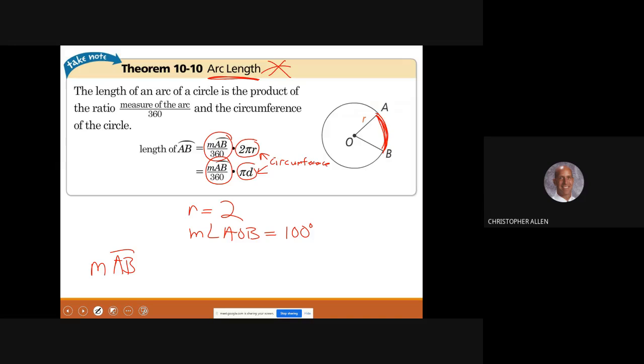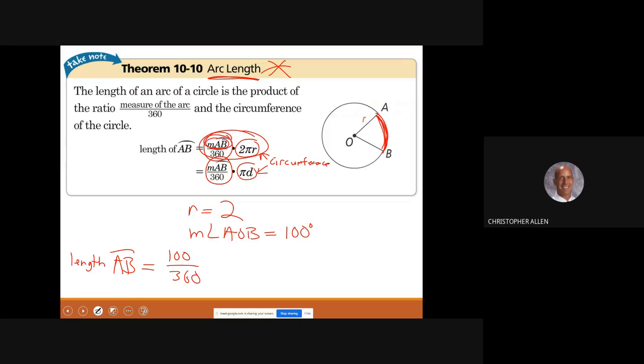Here's what the formula tells us to do. I'm sorry, I should not have used this. This should not be measure. This should be length. Measure is an angle measure. I want to know the length of arc AB. Just use this formula. What is the measure of arc AB? Well, the measure of arc AB is 100, isn't it?